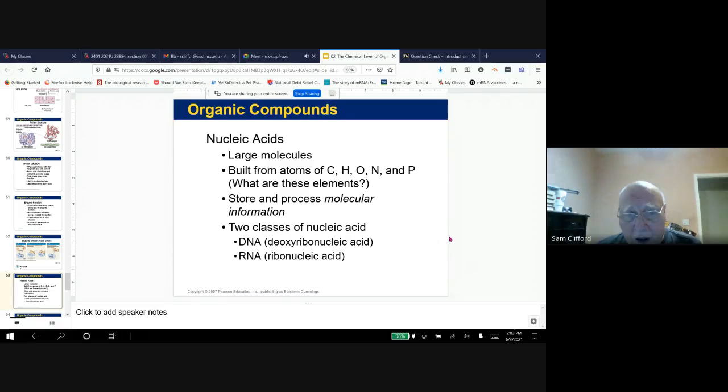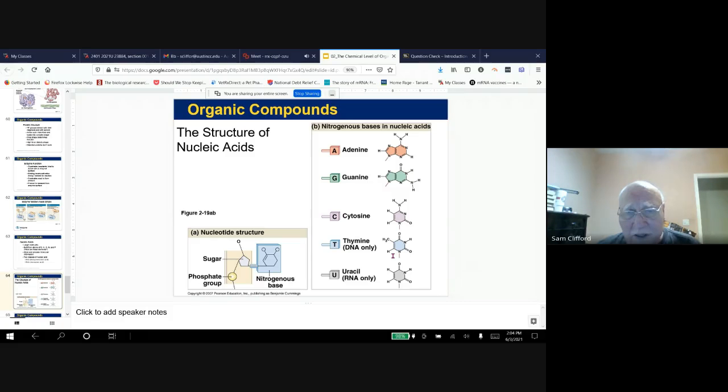So all I want you to know is that DNA and RNA are two very important nucleic acids. Know in general that a nucleotide structure contains a phosphate, a sugar, and a nitrogenous base. DNA is made of adenine, guanine, cytosine, and thymine. RNA is made of adenine, guanine, cytosine, and uracil.